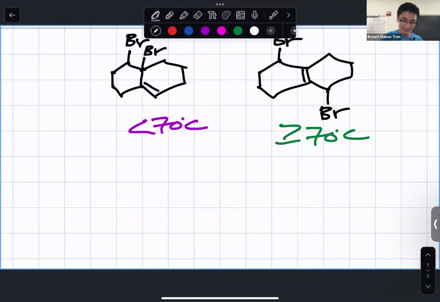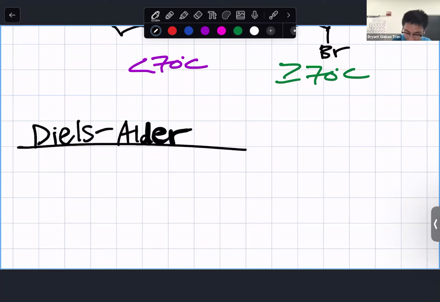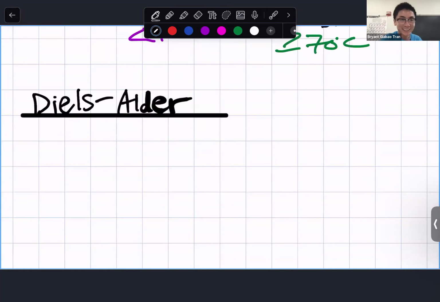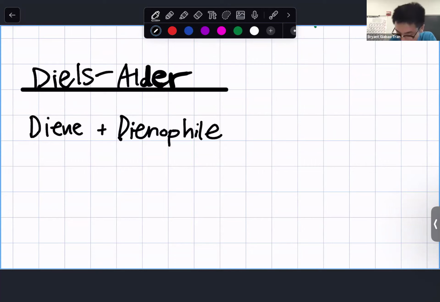Okay. Let's do Diels-Alder now. The speed run Diels-Alder. So the general reaction of Diels-Alder is you have a diene reacting with a dienophile. You put that under heat or light, you get a cyclohexene.